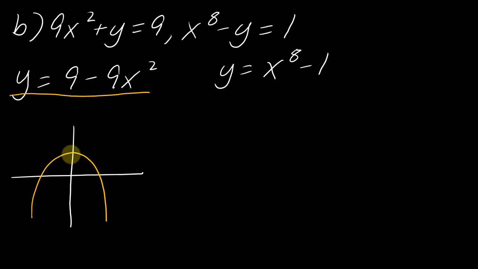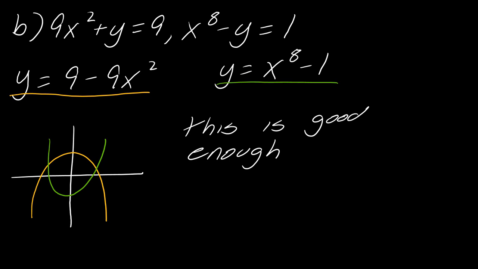This means it's moved up 9. And then for this other one, now this has been moved down 1, but it opens upwards. So it's something like this, right? Once again, this is that spirit of "this is good enough," because what do I really need? I need to know which one is on top and which one is on bottom. So this is good enough.